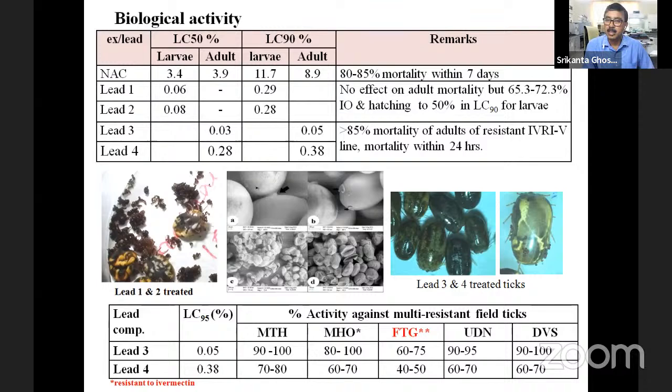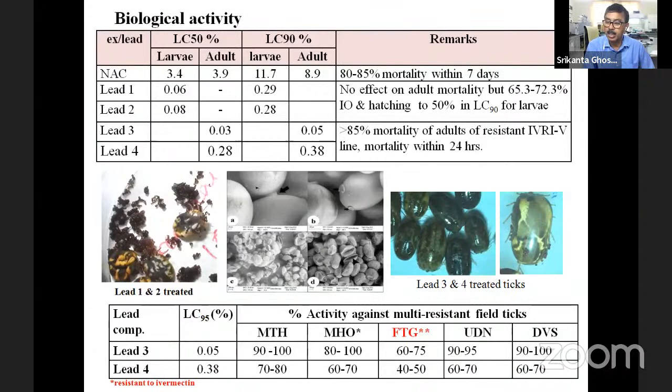After getting this information, we became very enthusiastic. This was all in vitro study using the reference sample. We then tested the compounds against field samples. Field samples, as I told, are highly heterogeneous in resistance level. From the number of field samples, we selected some. One of them, FTG, marked in red, is ivermectin resistant. Using this lead compound, we observed very good efficacy. Against all the isolates, almost in all cases, there is significant efficacy of this compound.